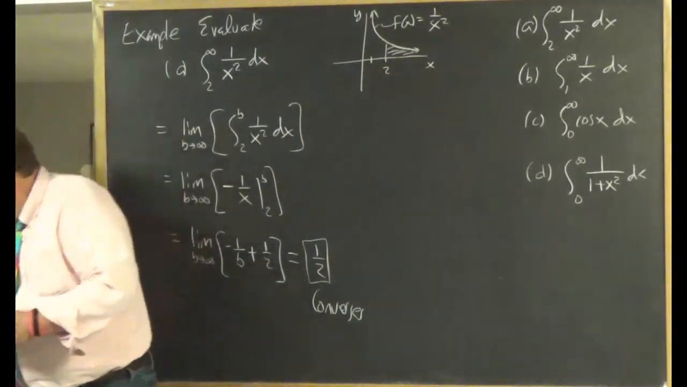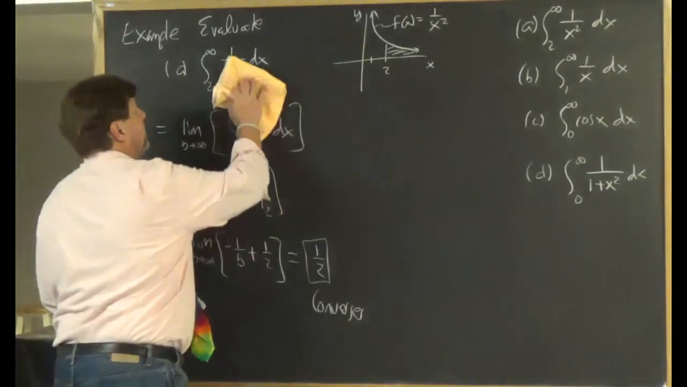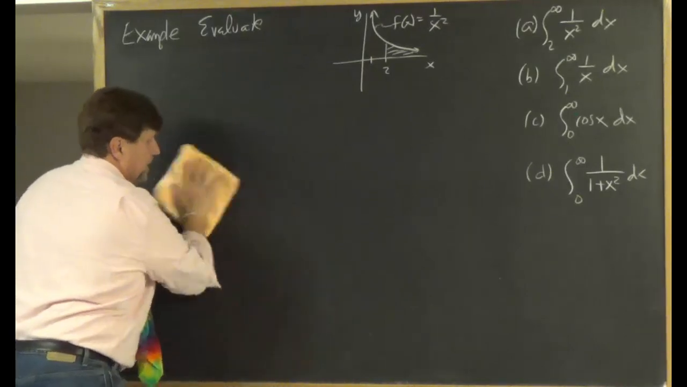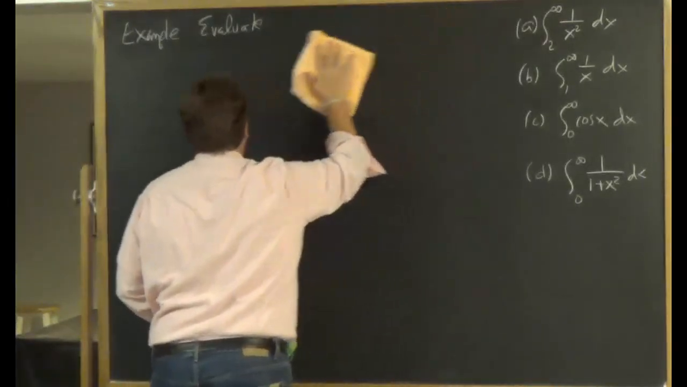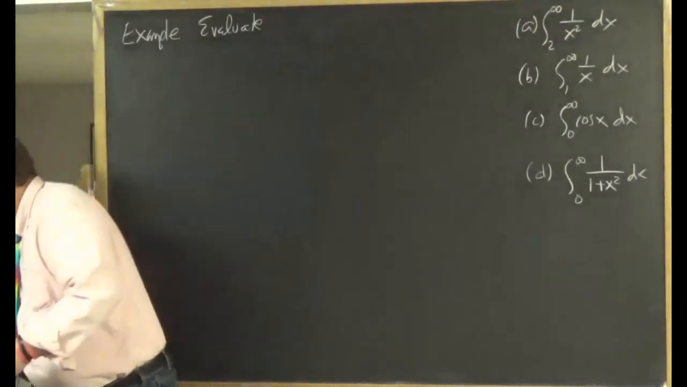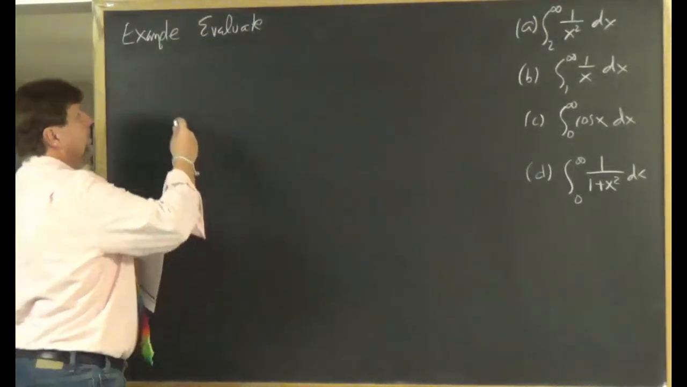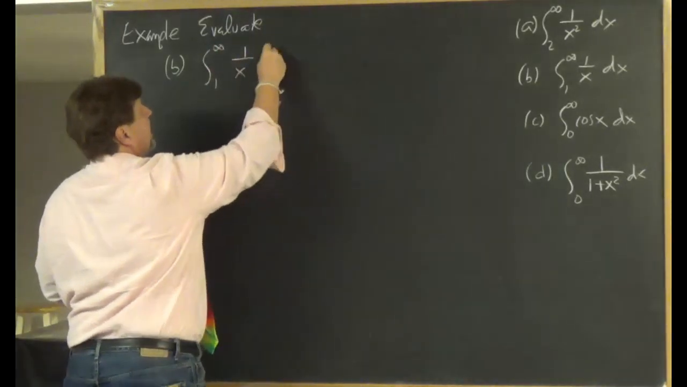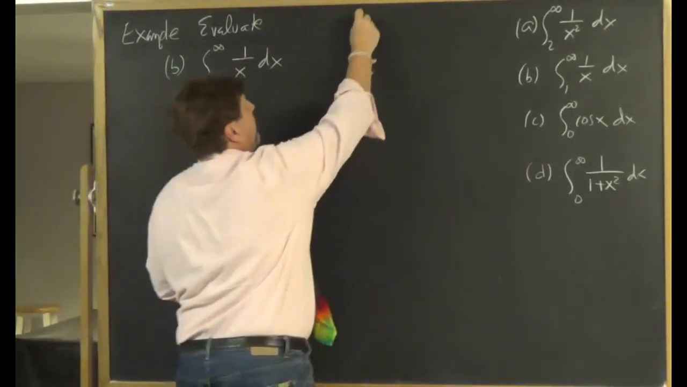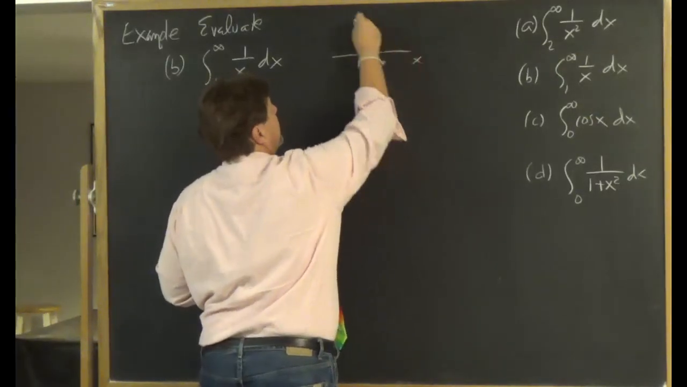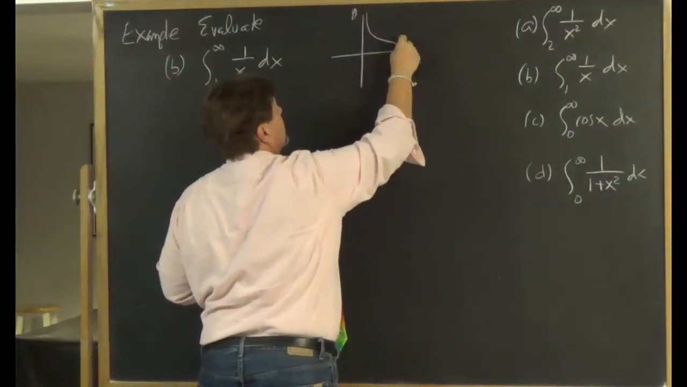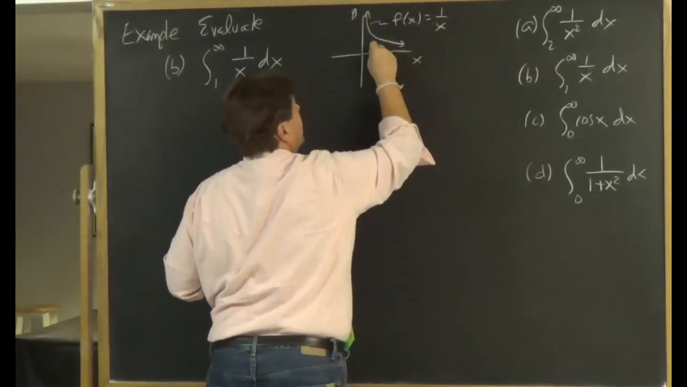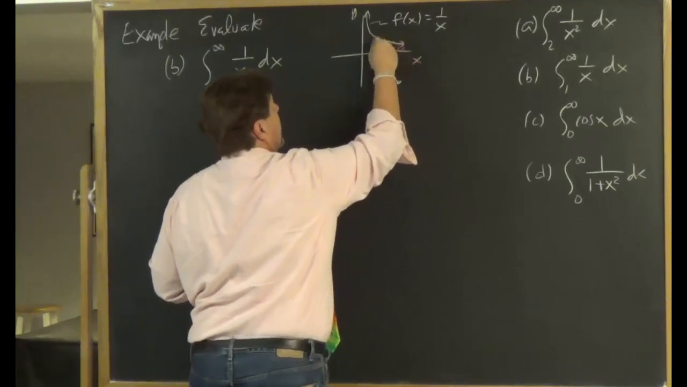All right, part B. I'm going to erase this. So part B is integrate from 1 to infinity 1 over x dx. All right, well, let me put a quick picture up for this one. It looks something like this. That's the graph of 1 over x. So it's that unbounded region.